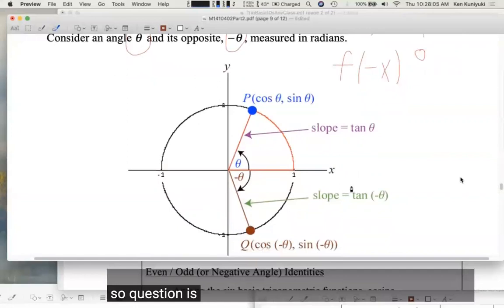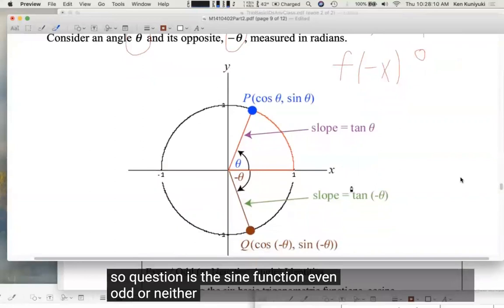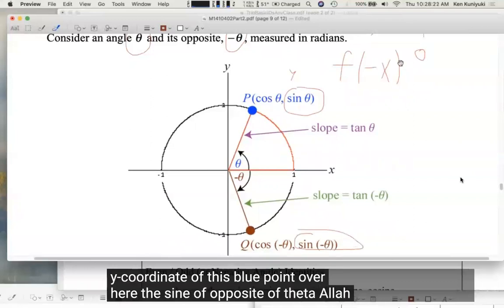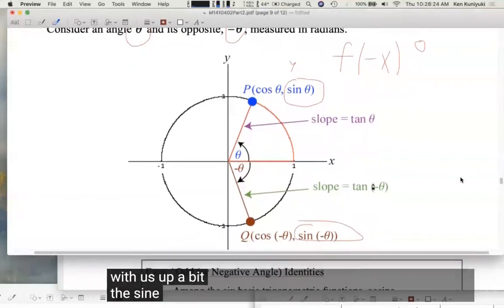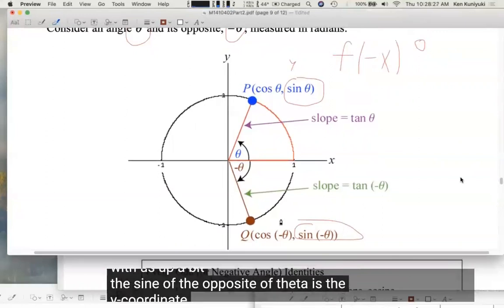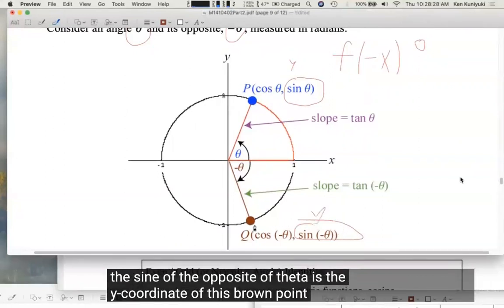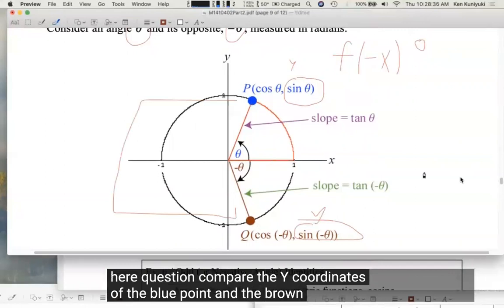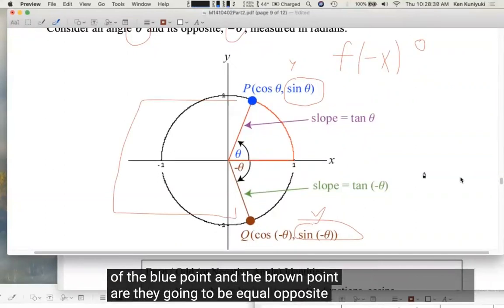So question, is the sine function even, odd, or neither? The sine of theta is the y-coordinate of this blue point over here. The sine of the opposite of theta is the y-coordinate of this brown point over here. Question, compare the y-coordinates of the blue point and the brown point. Are they going to be equal, opposite, or neither?